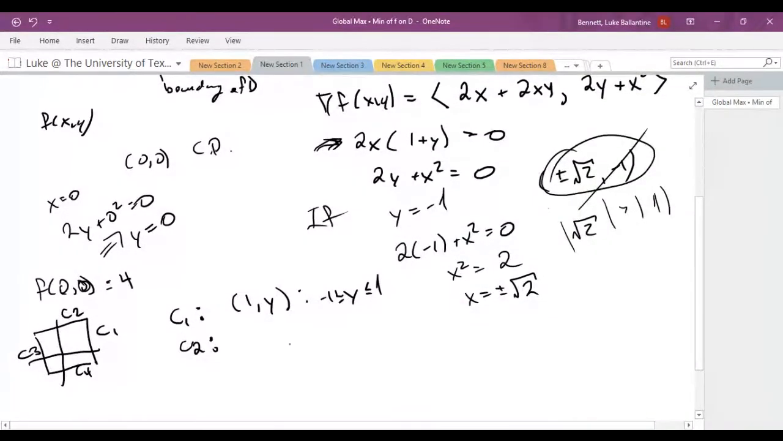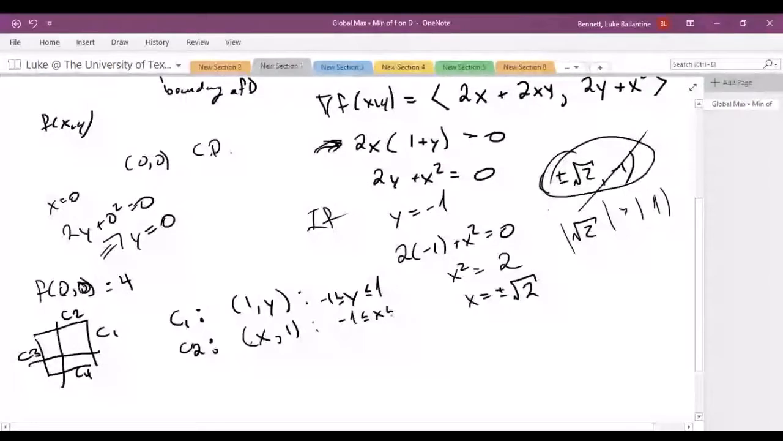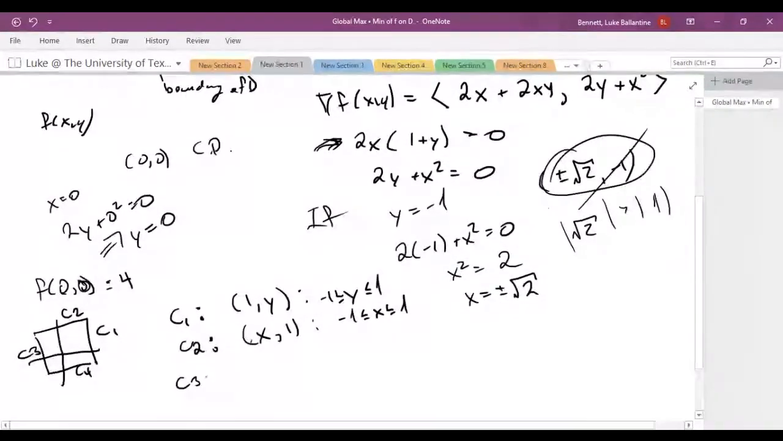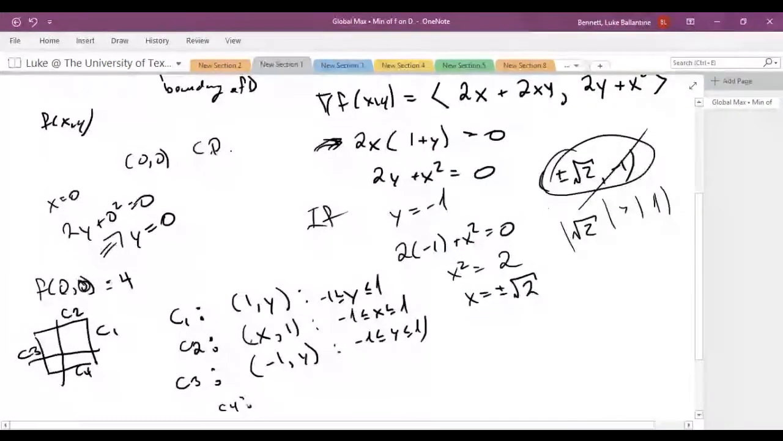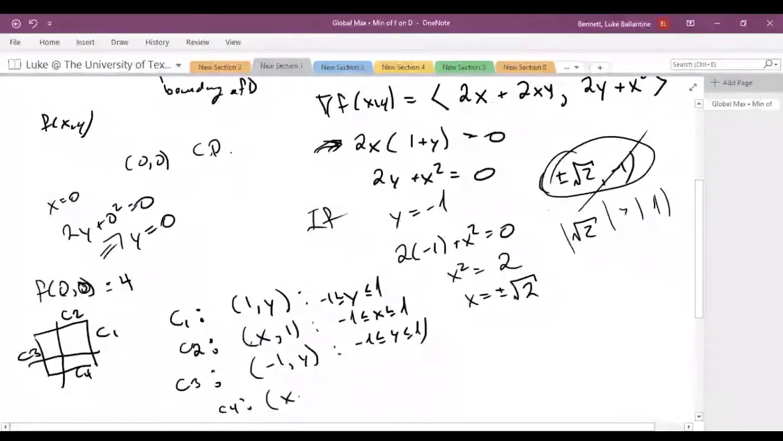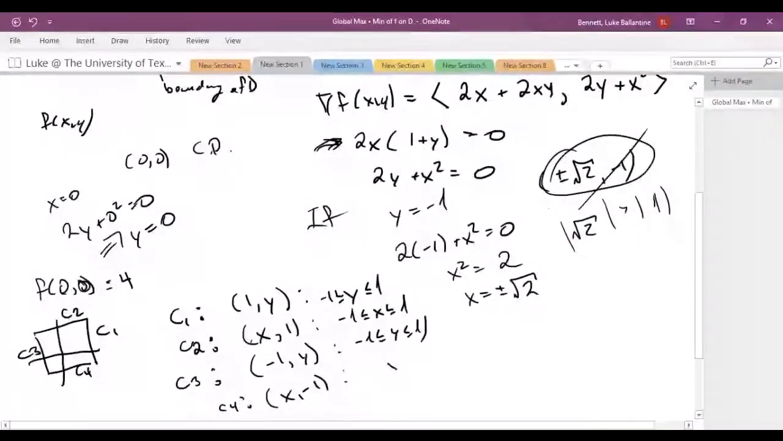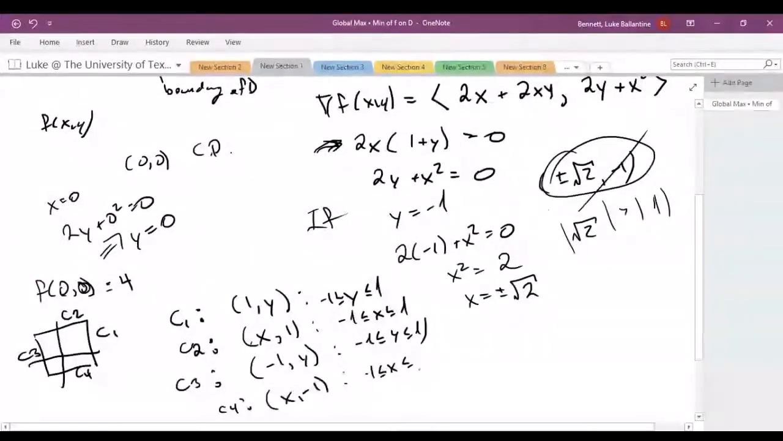C2 is, what do we get? We get 1 for y, x, such that -1 is less than or equal to x is less than or equal to 1. C3 is -1 for x, y ranges from -1 to +1. And C4 is x, -1, such that x ranges between -1 and +1.